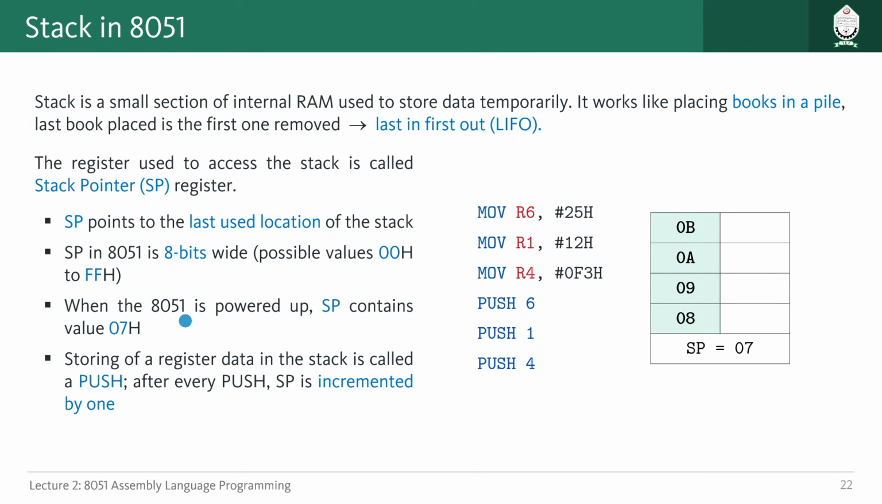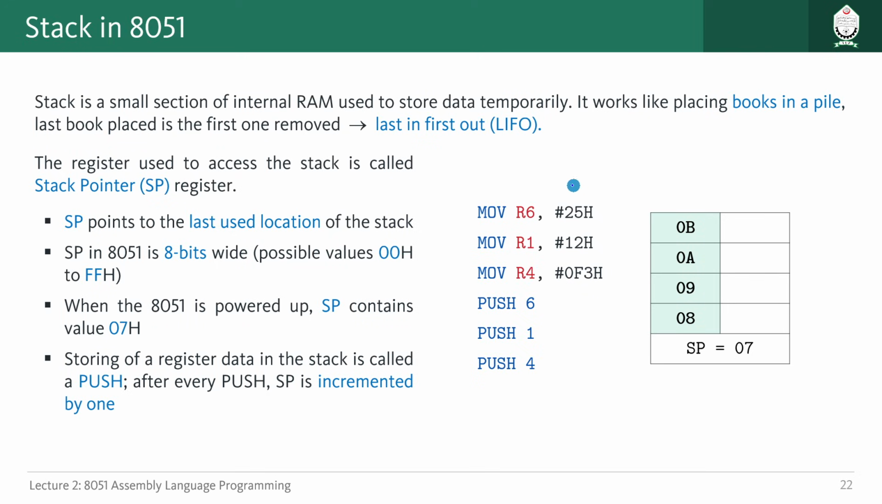So first let us look at one example of push. Whenever a push happens, another thing you have to remember is that the stack pointer initially starts from 07. The initial value of the stack pointer whenever the 8051 is powered up is 07. But whenever a push happens, after each push, this stack pointer will increment by 1. Now we will look at the example here, and I think everything will be cleared up.